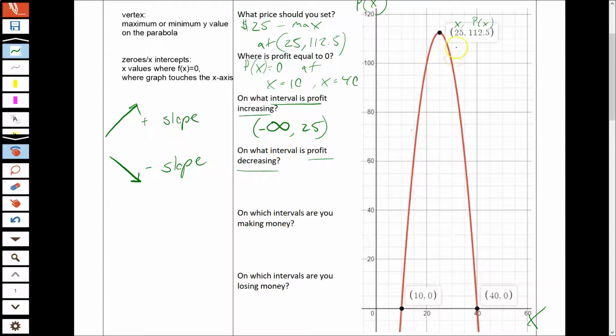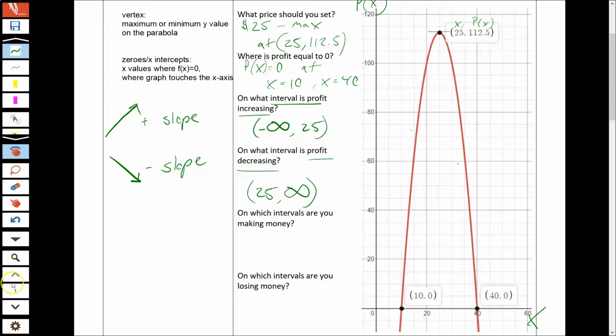My profit is decreasing then on the downhill portion of the graph. So that's from 25 on. So anywhere I set my price to the right of the vertex, profit is decreasing. Anywhere I set my price to the left of the vertex, profit is increasing. And notice my interval does not include 25. I use a parenthesis there because my function is neither increasing nor decreasing at that top point, right? It is just kind of constant.